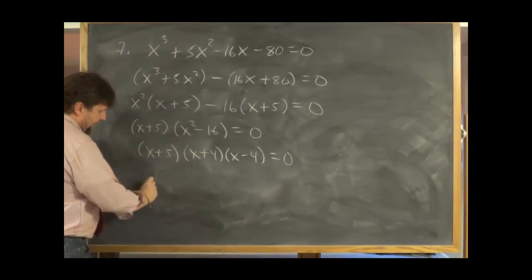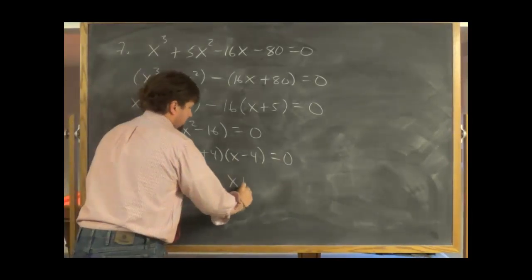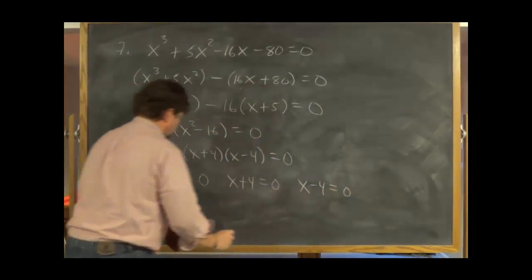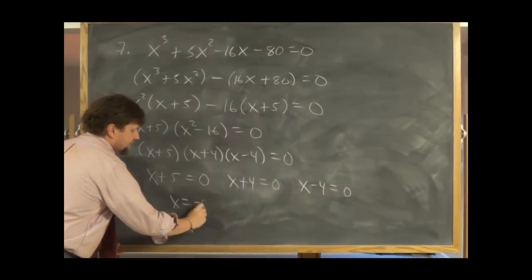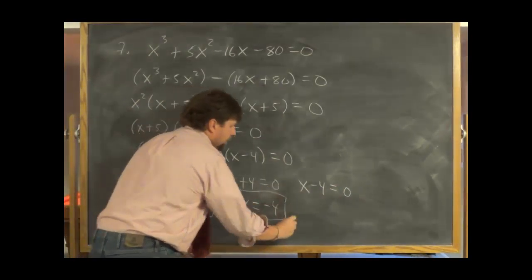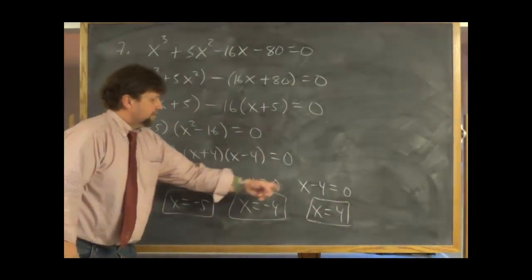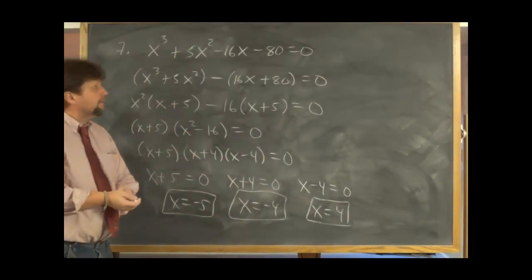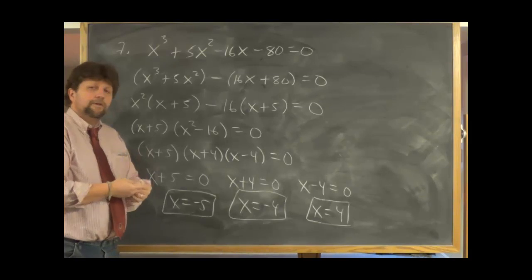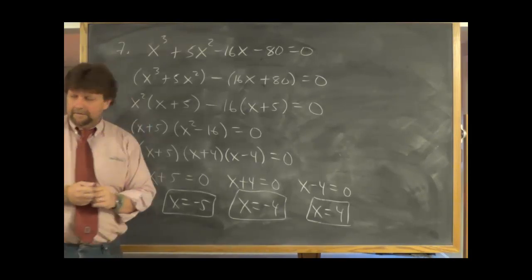And then we could set each factor equal to 0 and get our solutions. So we'd have as our solutions x is -5, x is -4, and x equals 4. So those are the three solutions to this equation. Hopefully you got that, and hopefully everything's going really smoothly for you on this practice test at this point in time. But that's it for number 7.